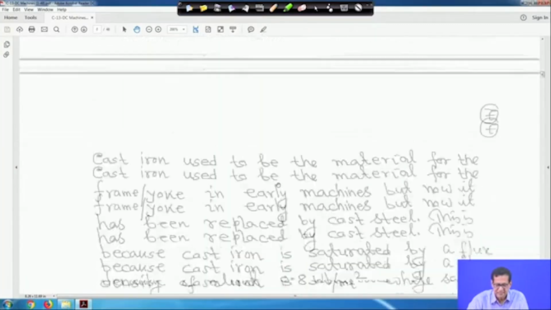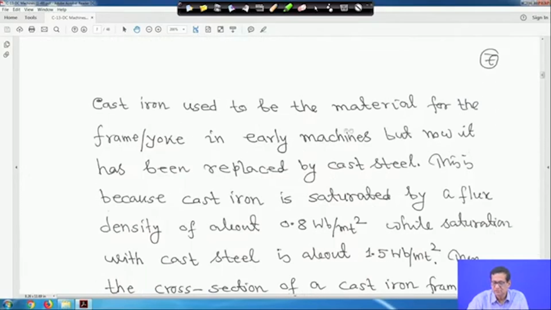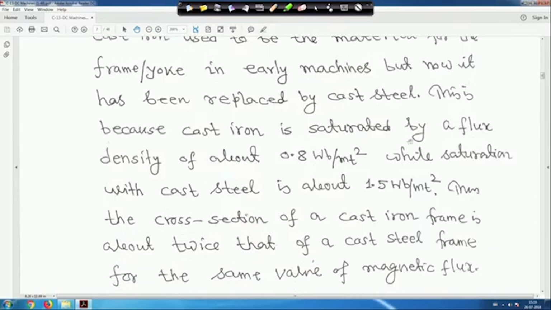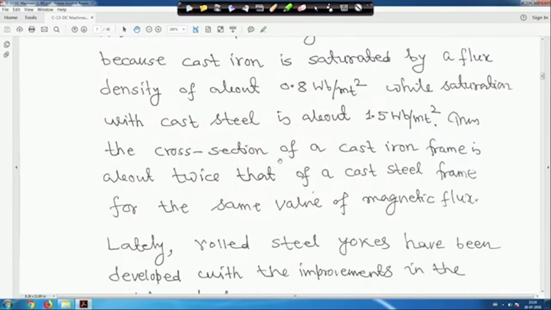Cast iron used to be the material for the frame or yoke in the early machines, but now it has been replaced by cast steel. This is because cast iron is saturated by a flux density of about 0.8 Weber per meter square, while saturation with cast steel is about 1.5 Weber per meter square. Thus, the cross section of a cast iron frame is about twice that of a cast steel frame for the same value of magnetic flux.